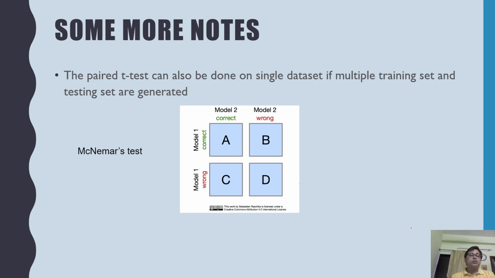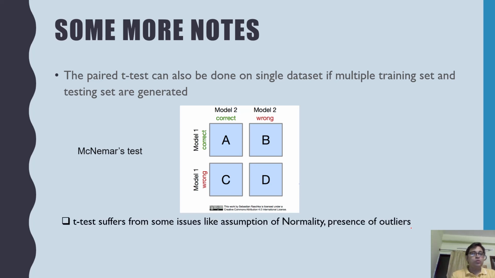Also, the t-test has some assumptions: it assumes that the data is normally distributed like the Z distribution, and it is very much affected by the presence of outliers. For that, another test that is quite famous is the Wilcoxon signed-rank test. So these are a couple of tests which are very famous and you should know about them.